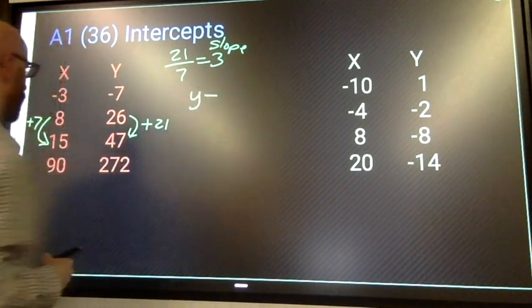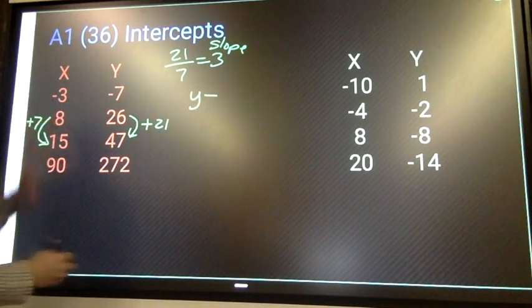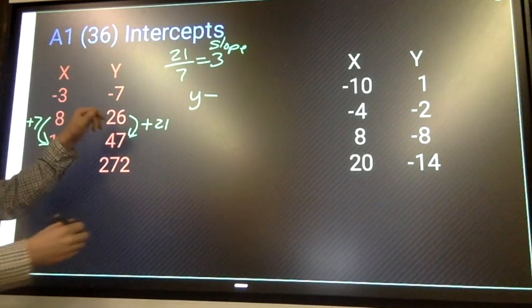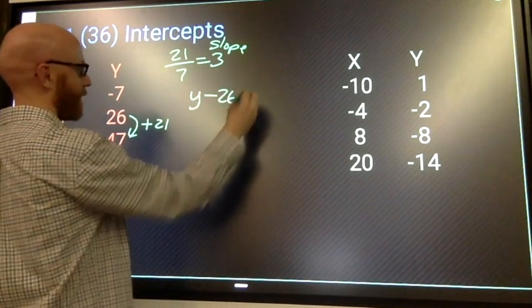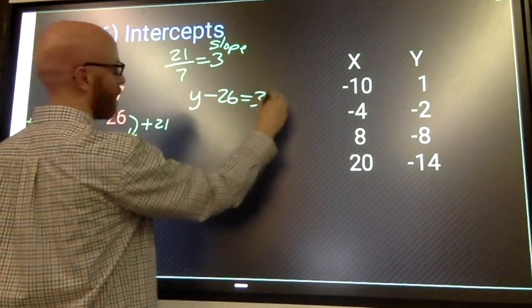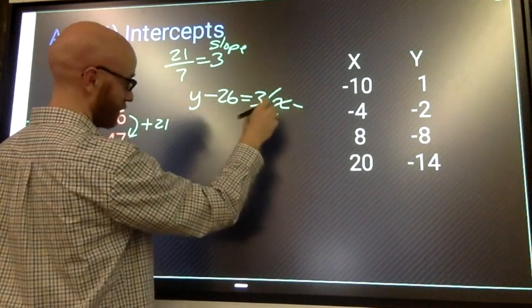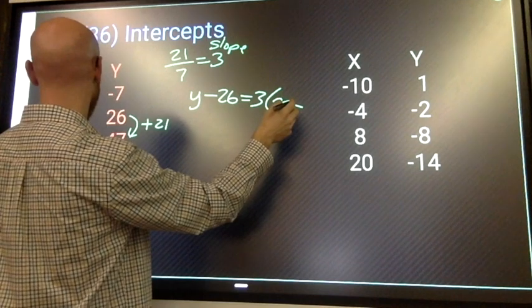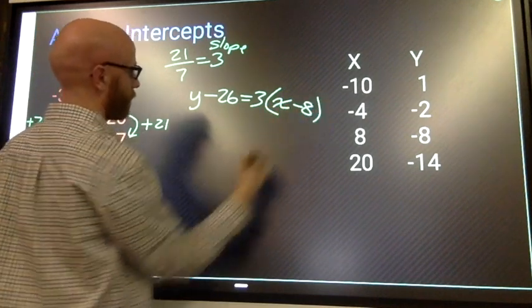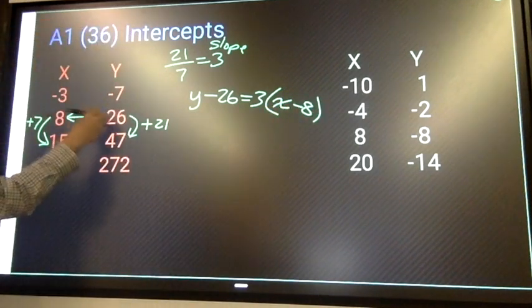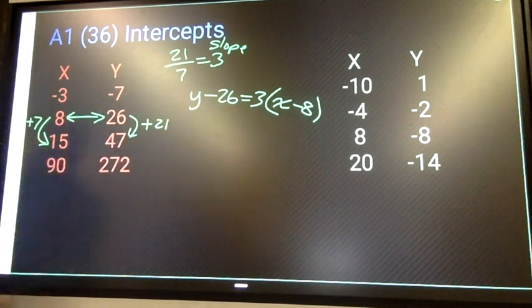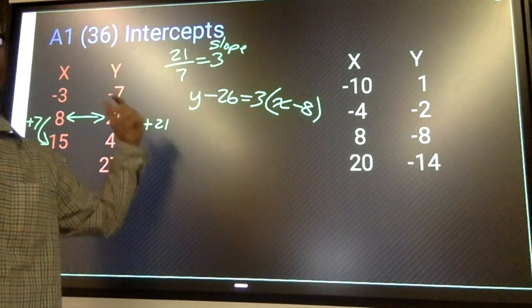Y minus a y value, let's say 8. No, that's an x value. Y minus 26 equals slope 3 times x minus 8. All right, using this point, 8, 26. And if you wrote an equation, then you could do what we just did, right?